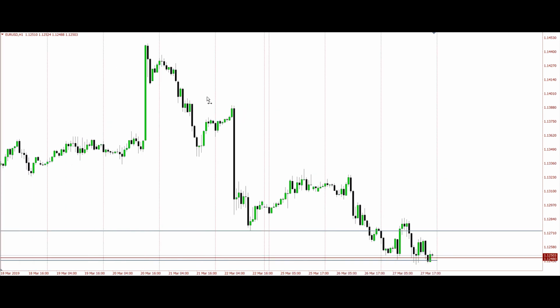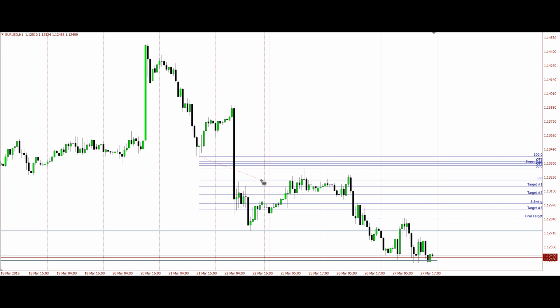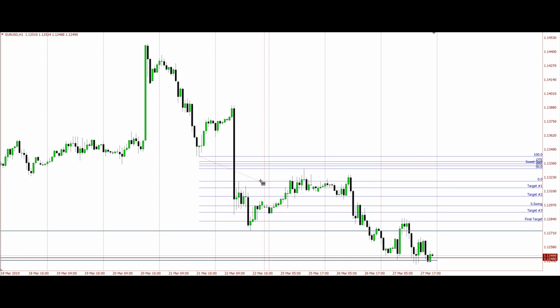So here's Friday's trading. We have a little bit of an imbalance that was created right there. Right there. So this candle's low. Why that low, Michael? Why not the order block?